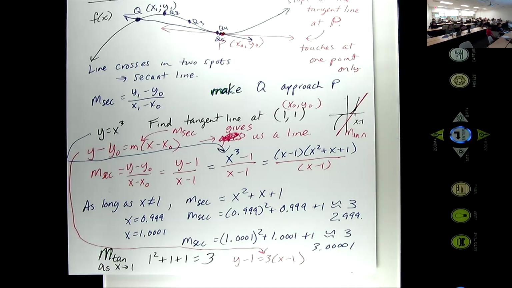Does that make sense? We're going to do a lot with that. But some people struggle with the idea of what a limit is.